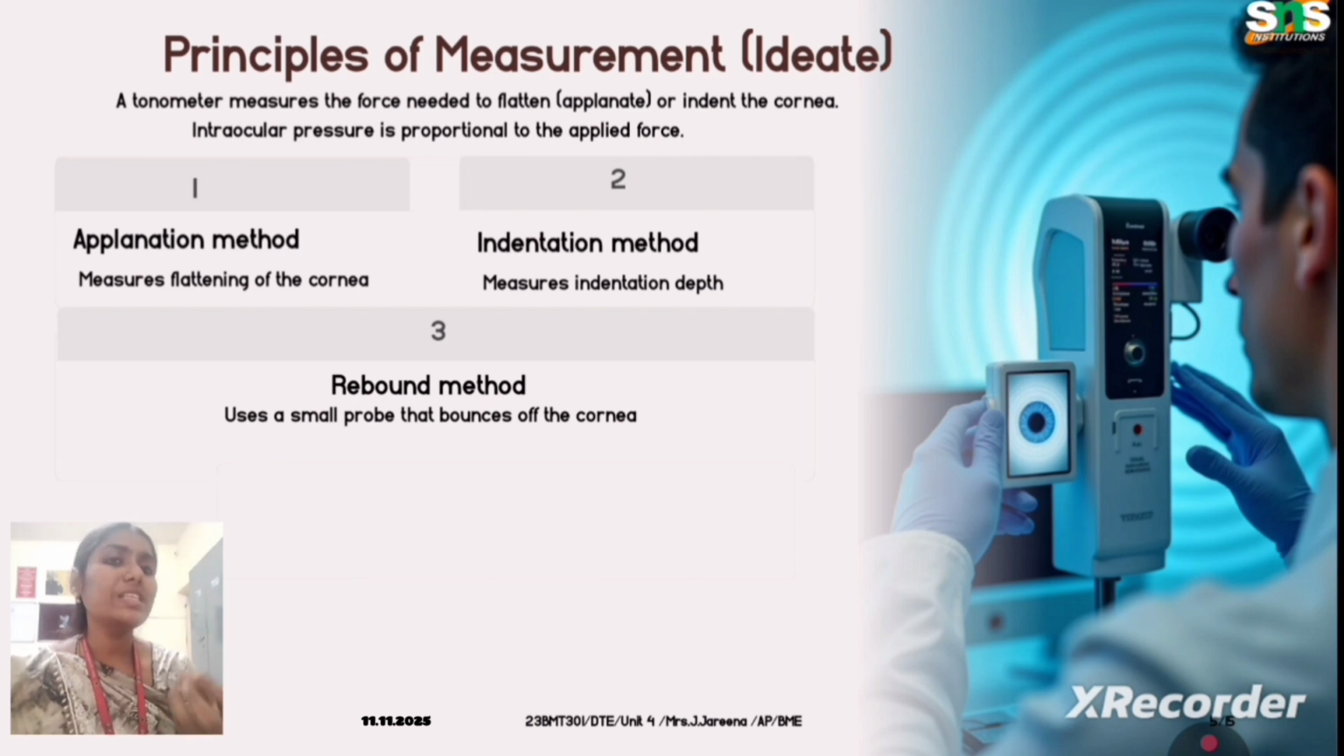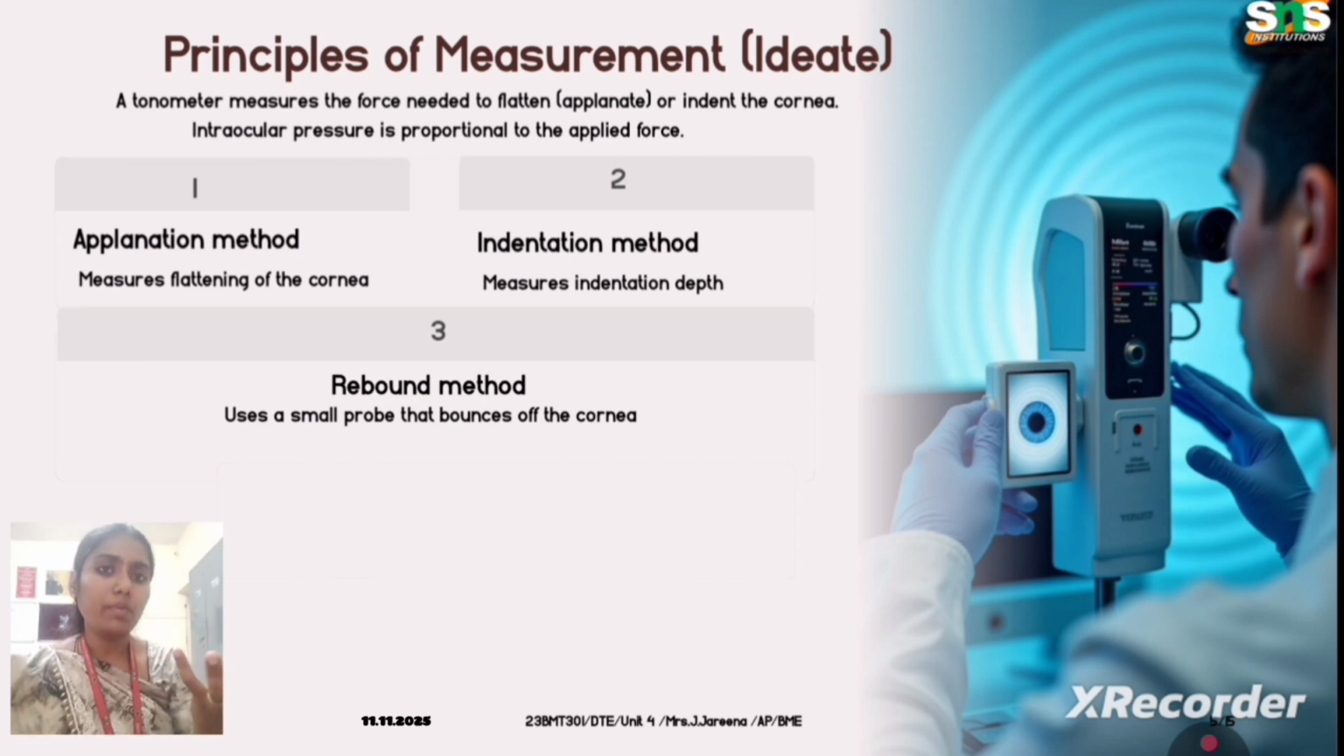Here we are using a small lightweight probe. We are measuring again the force, by means of how much rebound is happening from the cornea, that we are calculating. So based on that, we will be measuring what is the IOP present in the eye. To make it simple, we are just measuring the force which is required to flatten the cornea.